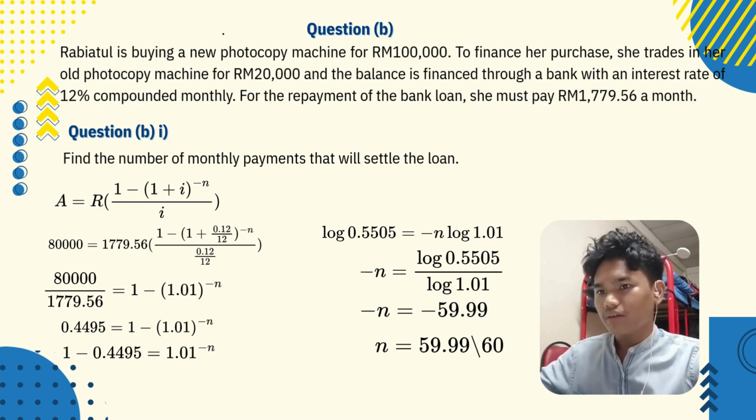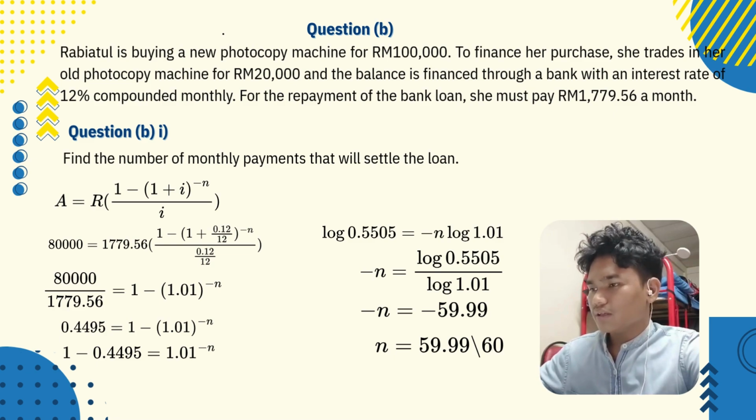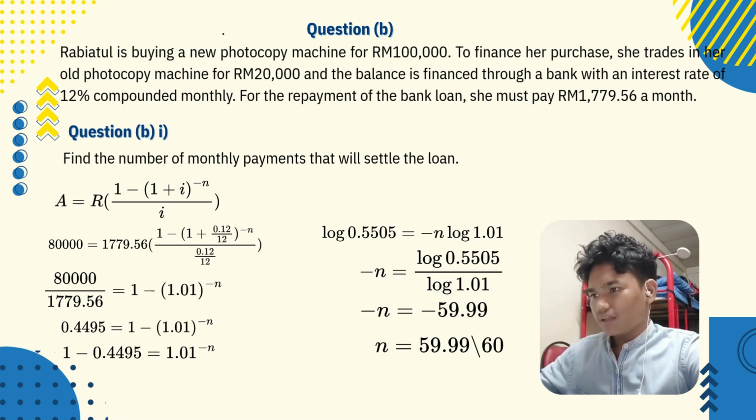For this calculation, we use the present value of annuity formula, which is A equals R[(1 − (1 + i)^(−n))/i], and the calculation will be 80,000 equals 1,779.56[(1 − (1 + 0.12/12)^(−n))/(0.12/12)].